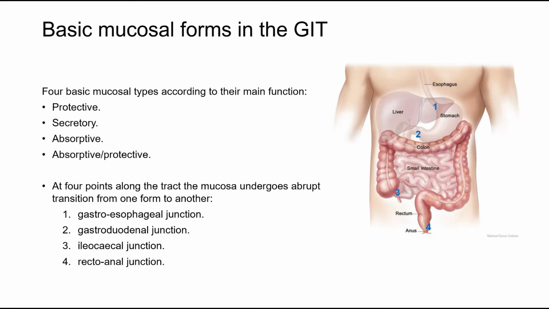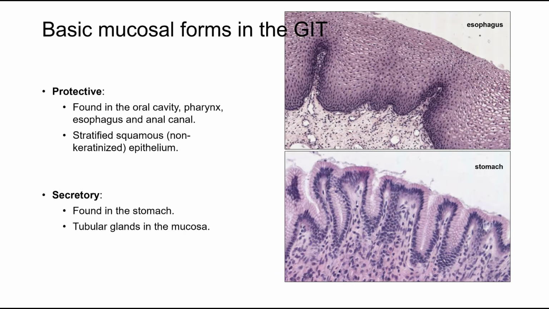Regarding the mucosa, there are four distinct types of mucosa, and usually they change abruptly from one region to another. The mucosa can be either protective, secretory, absorptive, or absorptive and protective at the same time. And as I said, they change abruptly. So here at the gastroesophageal junction, the mucosa changes from a protective mucosa, which is this stratified squamous epithelium, non-keratinized, in the esophagus.